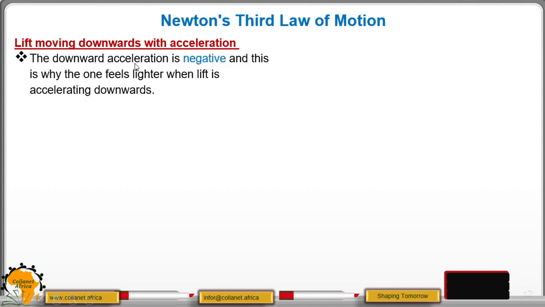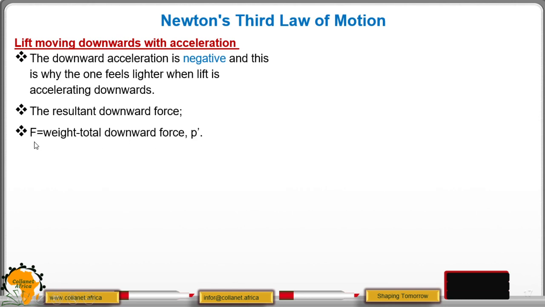So in this case, the downward acceleration will be negative. And that is why when you are moving down using a lift, you feel a feeling of being lighter. In this case now, the resultant downward force will be given by F is equals to the weight minus the total downward force P dash.